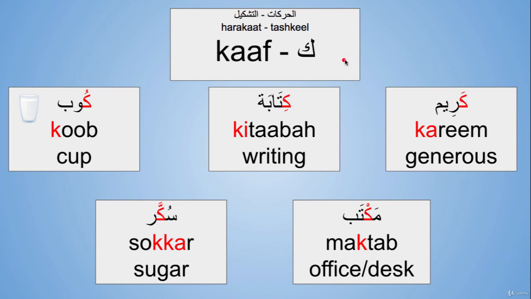Right now we added the letter kaf. With fatha it sounds as ka, ka, like the word kareem, kareem, which means generous. And with kasra it sounds as ki, ki, like the word kitaba, kitaba, which means writing. With dhamma it sounds as ku, ku, like the word koob, koob, which means cup or glass in Arabic. And it can also come with sukoon, so you can find it in a word like maktab, maktab, which means office or desk. And it can come with shadda, so you can find a word like sukkar, sukkar, or sugar in Arabic.